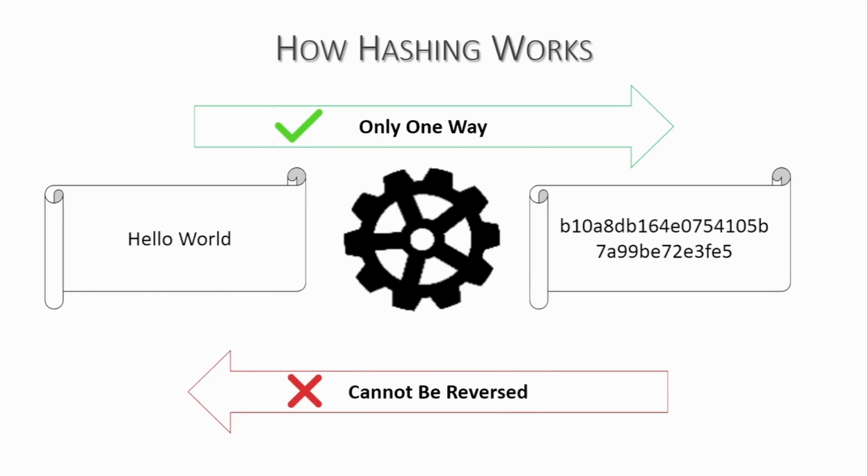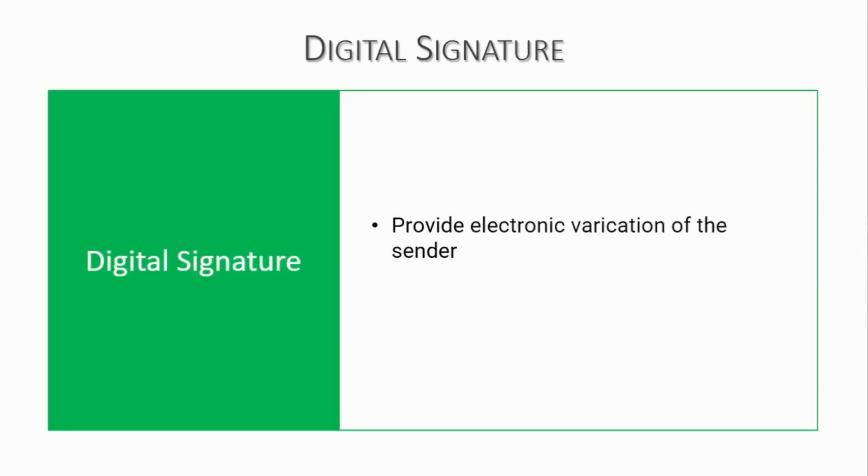This hashing function is used in digital signatures, and digital signatures are basically equivalent to handwritten signatures. They provide electronic verification of the sender, so some type of authentication where the receiver will have a reason to believe that the message they received was in fact sent by the claimed sender. It also provides integrity to make sure data was not modified.